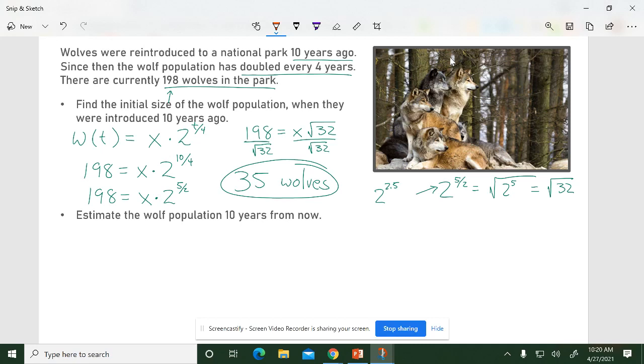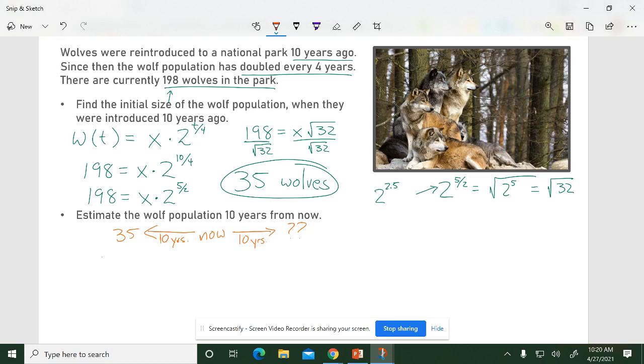We want to go 10 years into the future. So if you think about the total amount of time, we're looking at a 20-year time span. We know the initial wolves was 10 years ago, so that was the 35 wolves. And then we want to figure out how many wolves there will be 10 years in the future. So that's 20 years. So what we can do is use our function.